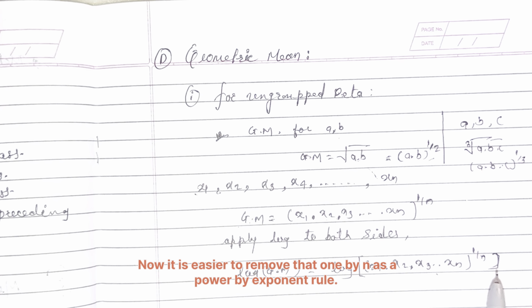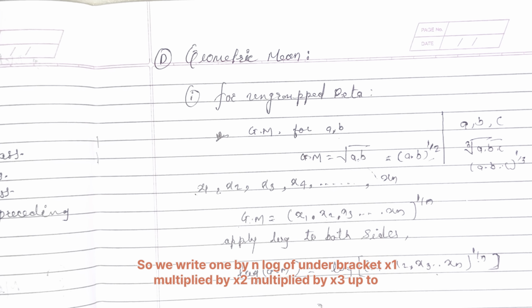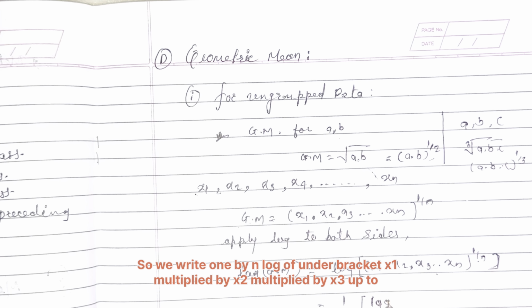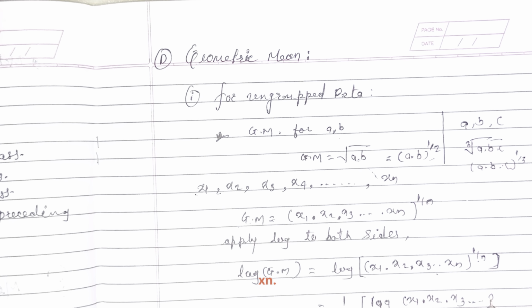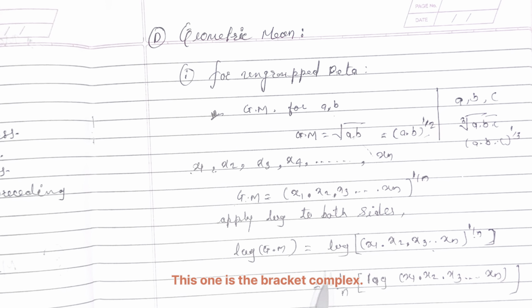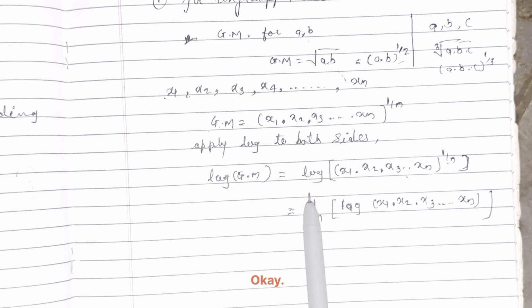Now it is easier to remove that 1 by n as a power. By the exponent rule we can take 1 by n in front here. So we write 1 by n log of, under bracket, x1 multiplied by x2 multiplied by x3 up to xn. This is the bracket complete. This is the geometric mean, log of geometric mean.